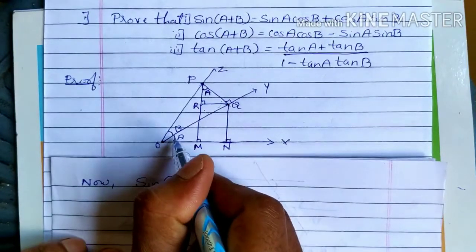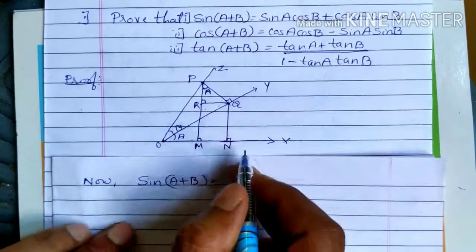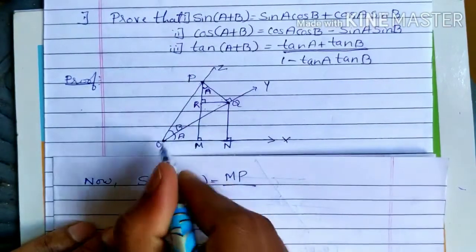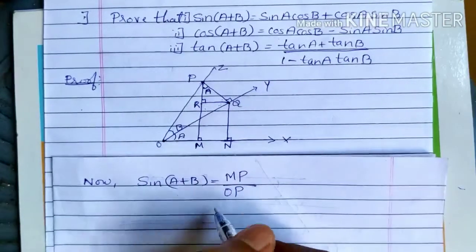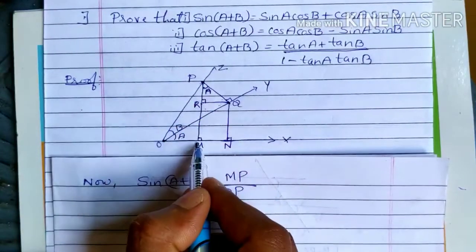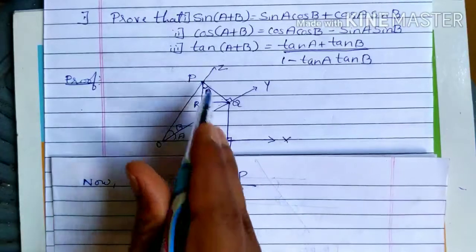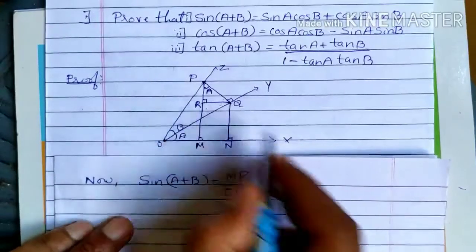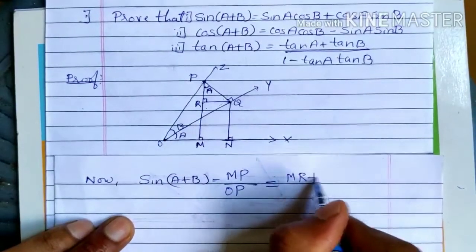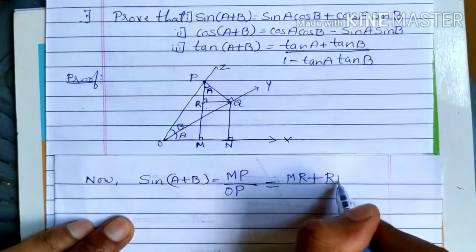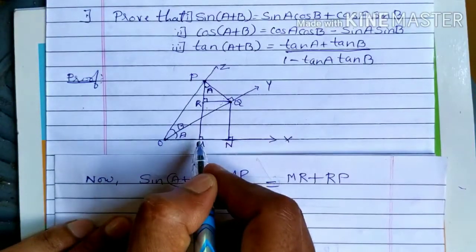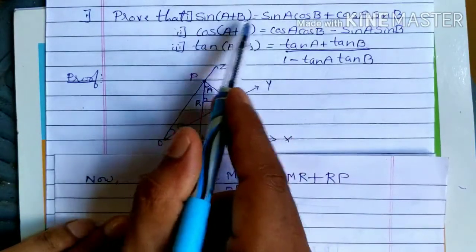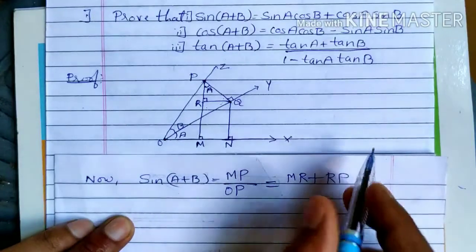So sine of A plus B is opposite by hypotenuse. What is opposite? MP, divided by hypotenuse OP. Sine of A plus B is equal to opposite MP by hypotenuse OP. Now I can write MP as MR plus RP. Instead of MP, I can write MR plus RP. Because I have to prove it is equal to sine A cos B, that is why we have to make some adjustments here.